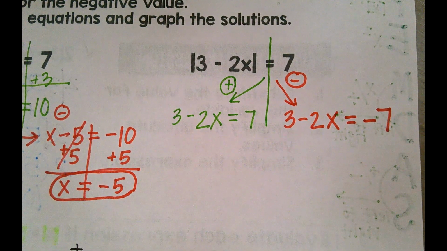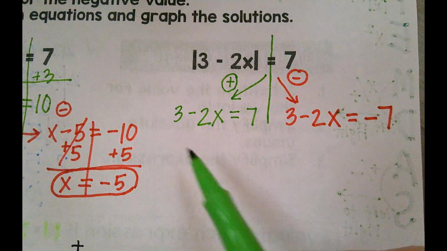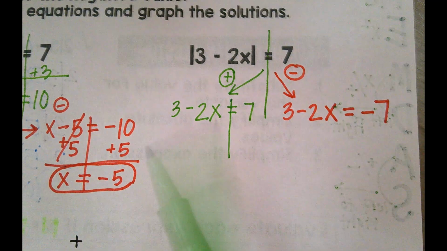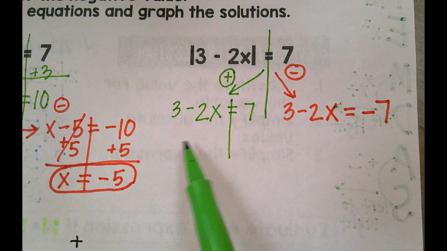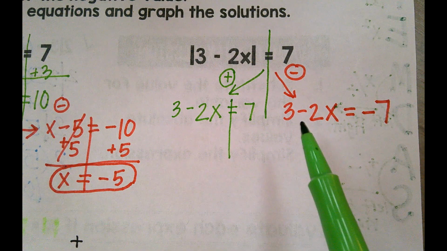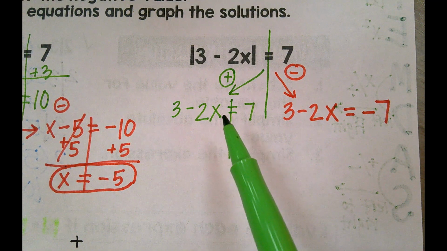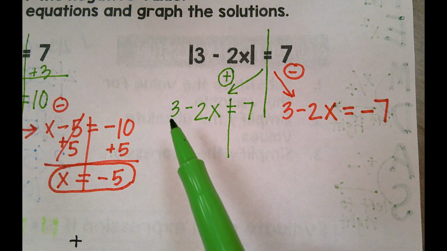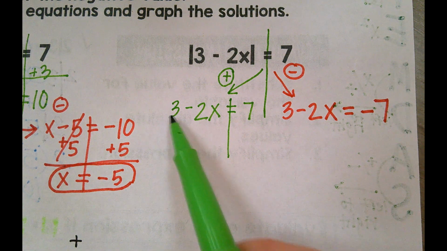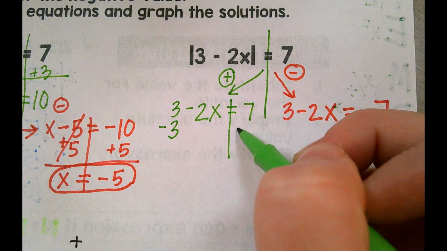Once we have both of our equations written out, let's go back to the plus positive side and solve it. Let's draw a line. We're trying to get x by itself. What do I need to get rid of over here first? We want to get rid of 3. Is this a positive 3 or a negative 3? Positive. How do I get rid of positive 3? Subtract 3 on both sides.